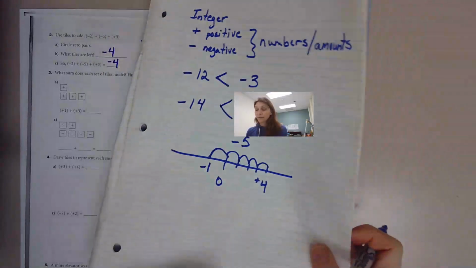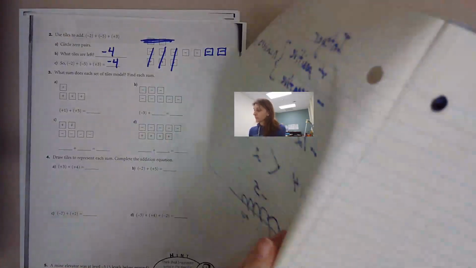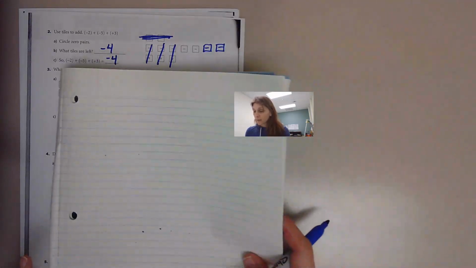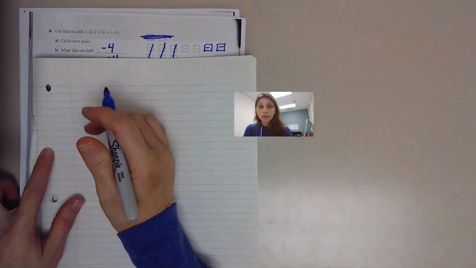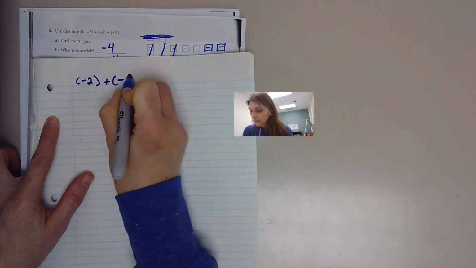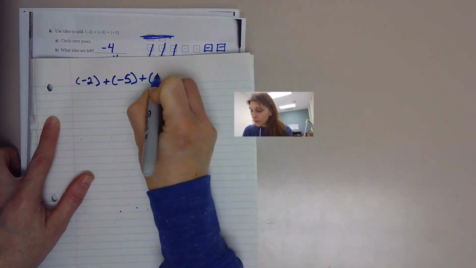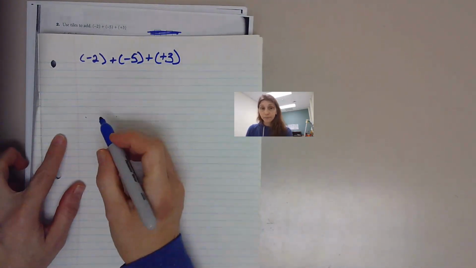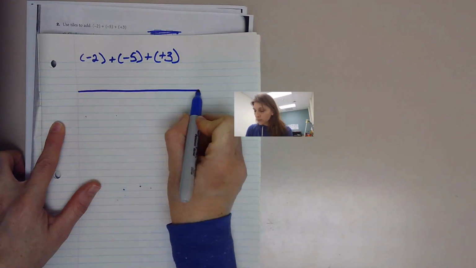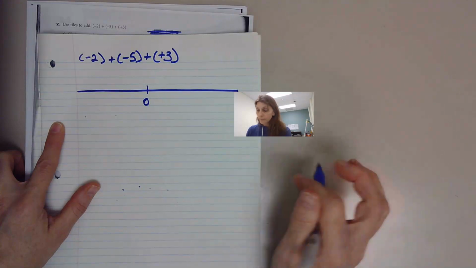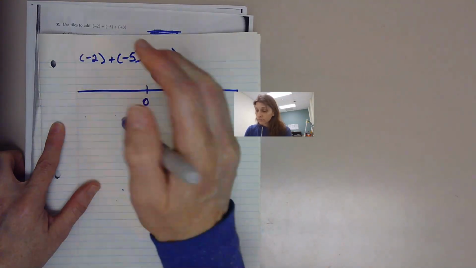If we were going to show that on a number line, in case your brain likes to work with number lines, the question was negative 2 plus negative 5 plus positive 3. If we're going to use a number line, we'll go this way horizontally this time. Here's our 0 point. Let's start off with negative 2.